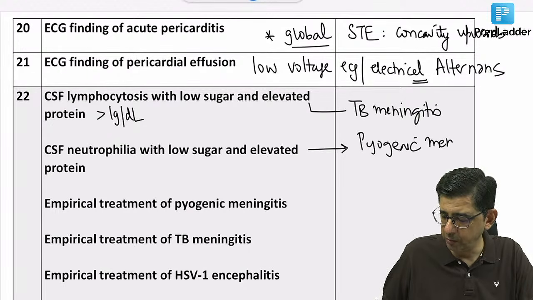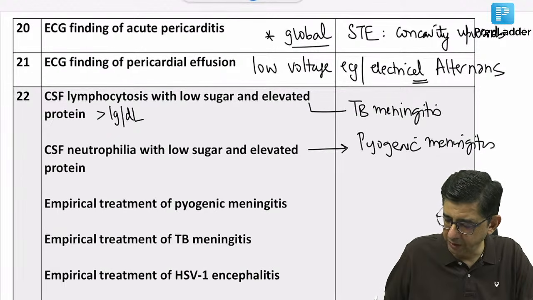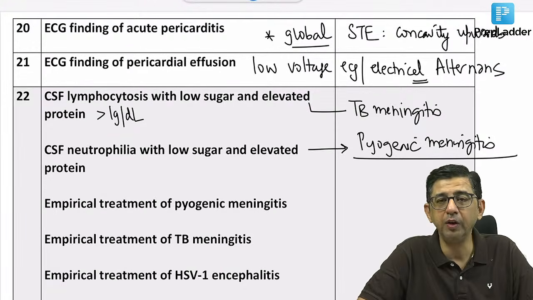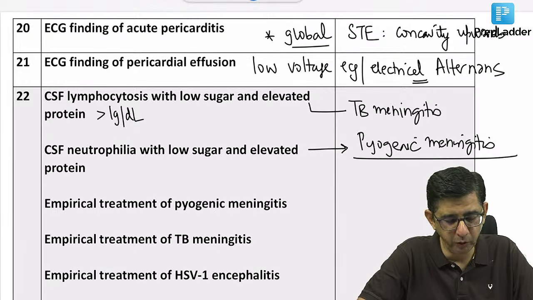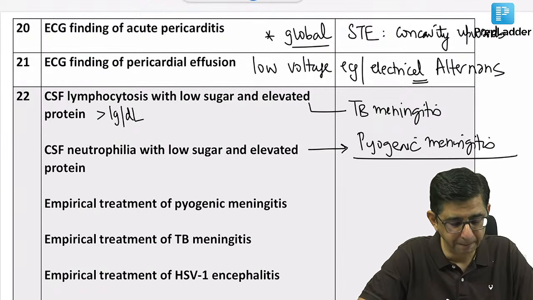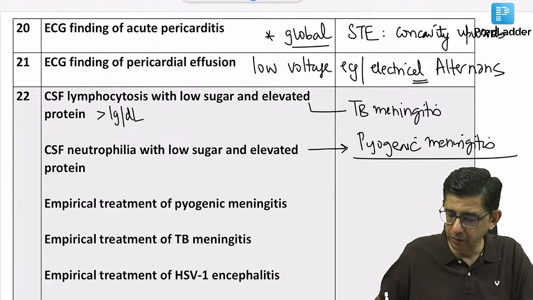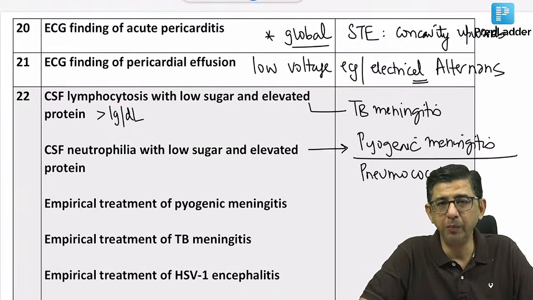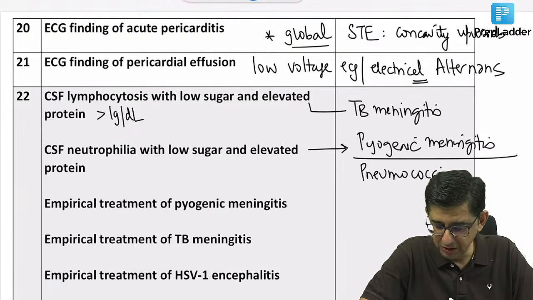Please comment in the chat box what is the leading cause of bacterial meningitis in the adult population. Can I have the name of the bacteria responsible for pyogenic meningitis? Yes, it is bacterial meningitis. Can I have the name of the bacteria, please? The most common bacteria responsible for this would be pneumococcus. The same bacteria responsible for development of community acquired pneumonia would cause pyogenic meningitis as well.